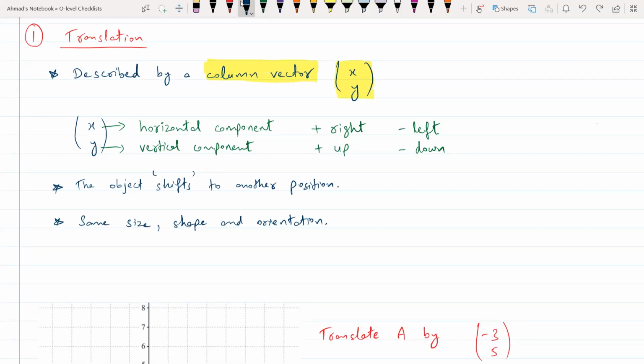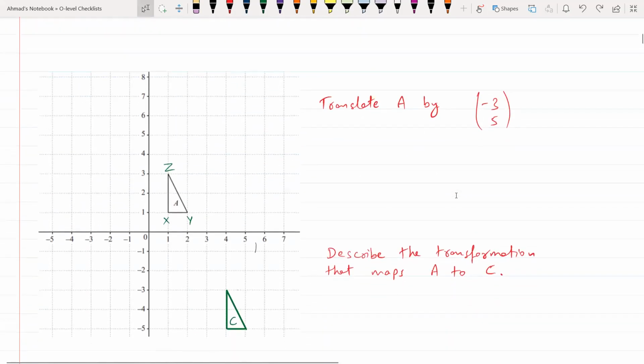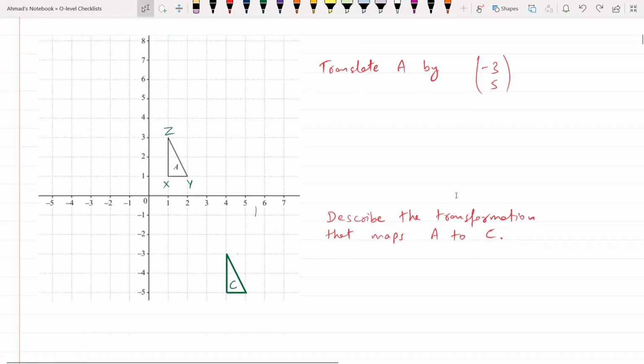Now, what is a translation? आपका shift हो रहा है to another position. आपकी size same रहता है, shape same रहती है, orientation, direction of the object that remains the same as well. This is the simplest of all the four transformations basically.